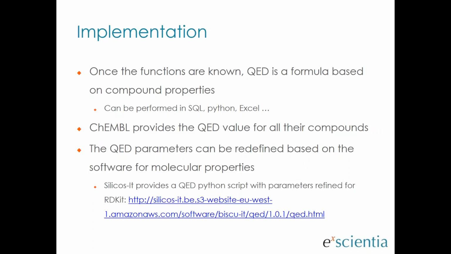So here's an example where a company called Silicos-IT provides a script to run QED in Python using the chemistry toolkit RDKit, and they redefined all the parameters of the different functions to fit the values from RDKit. So ALogP could be slightly different, so it's possible to redo it.